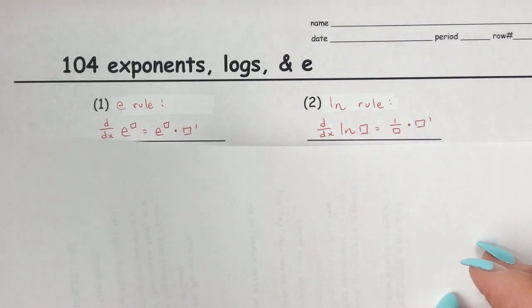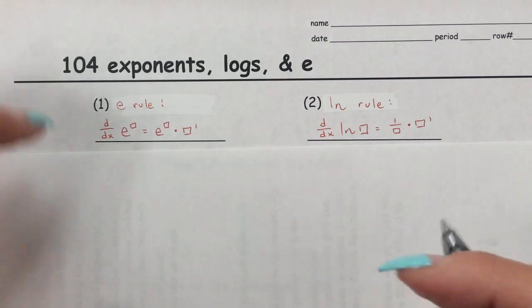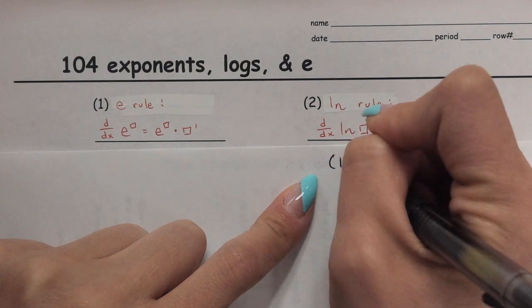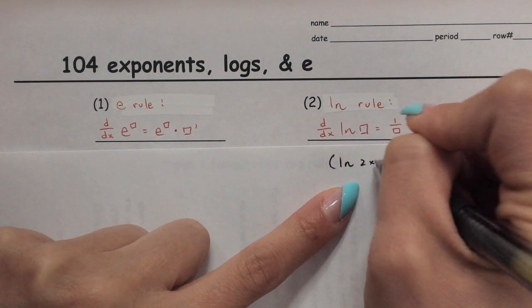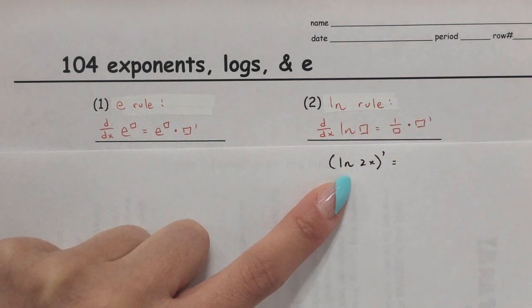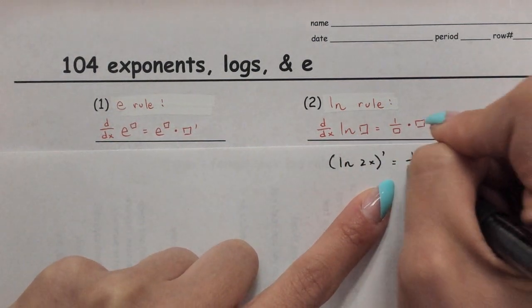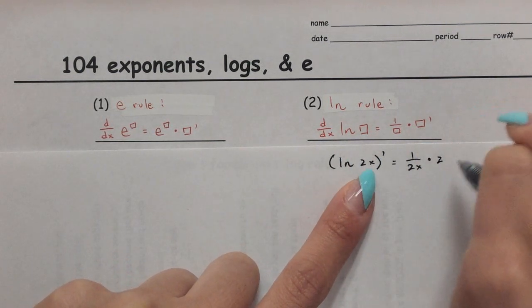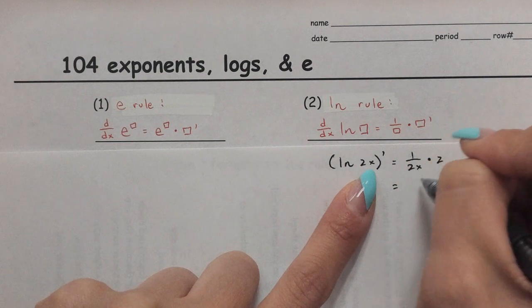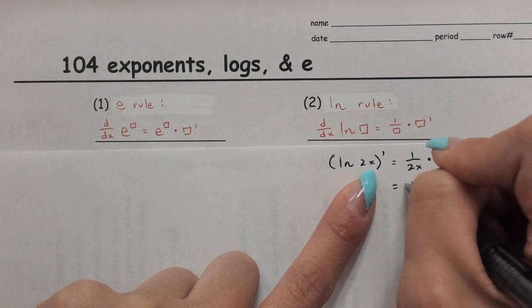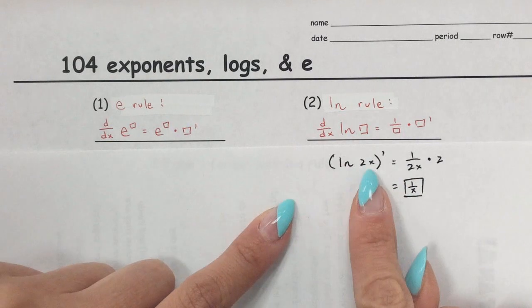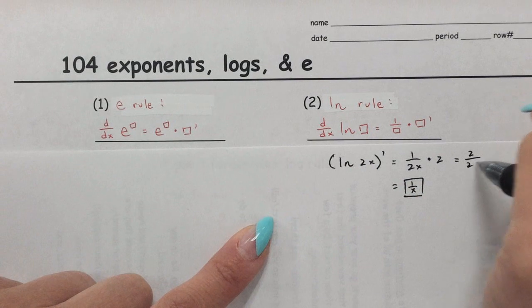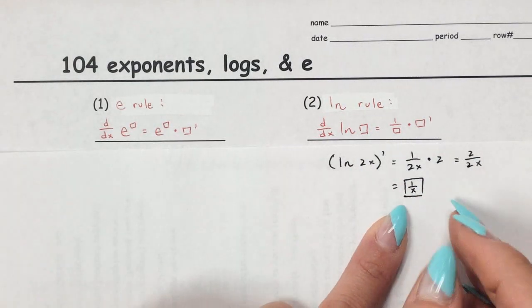Am I going to give you easy examples? Kind of. I'll give you one easy example over here. Let's say you're taking the derivative of ln 2x. That one's super easy. The derivative of ln 2x is going to be 1 over 2x times the derivative of 2x, which is 2. That would be 2 over 2x, which is 1 over x. So that's how that works out.